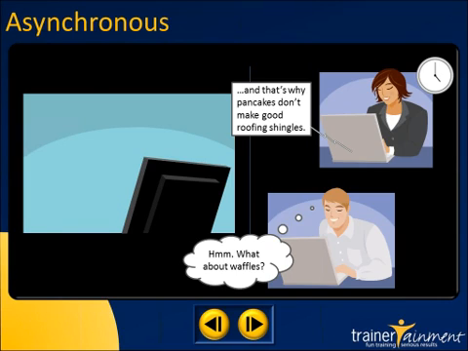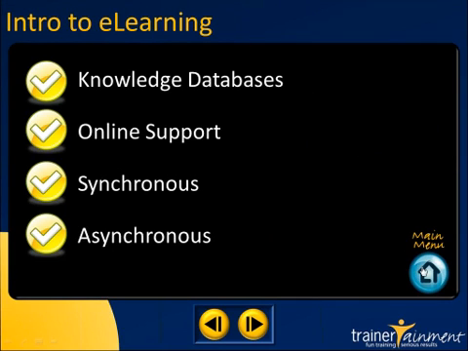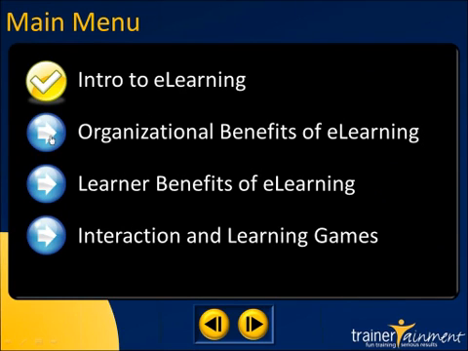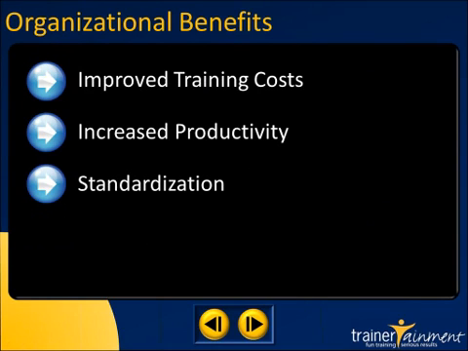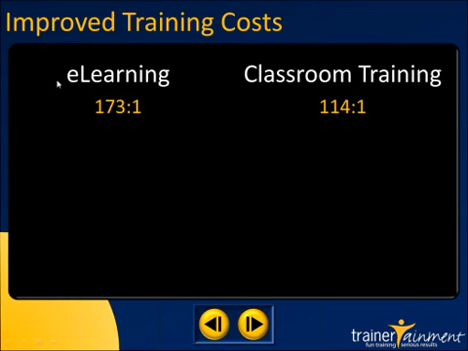So that wraps up our quick intro to e-learning and the 4 types of e-learning. So we'll move straight on into the organizational benefits of e-learning. These are improved training costs, increased productivity, and standardization. So first we'll hit improved training costs. And what we have here are some comparisons between the cost of e-learning and the cost of classroom training over several different categories. So the first one we see here is a ratio.